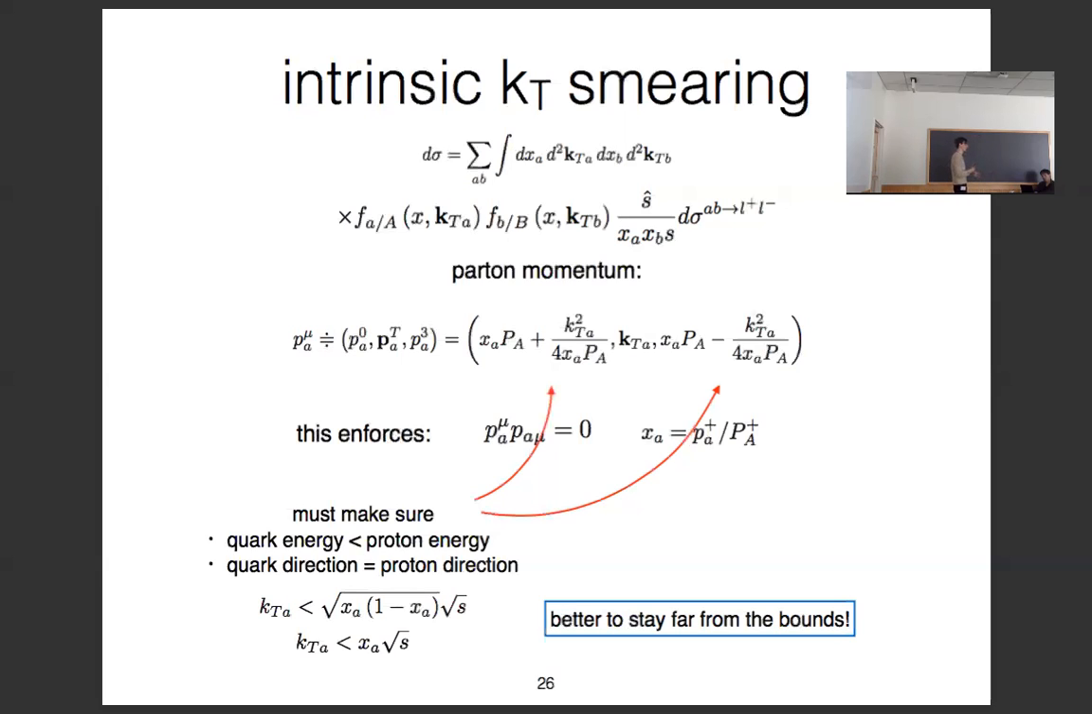What do you mean to stay far from the bounds? What does it mean? Okay, in practice, if you take a square root of s like 40, like in our experiments, these bounds are several GeV. They depend on x. Sometimes x is zero, sometimes the KT cannot be in. But you also have an x min. When you do the integration here, you have an x min, so it's not zero.